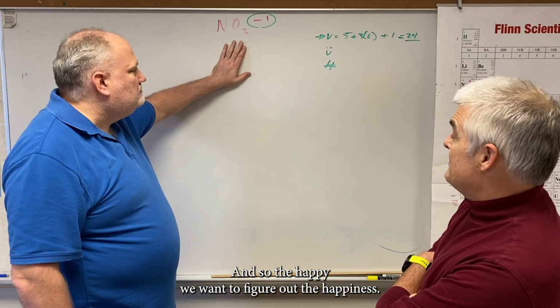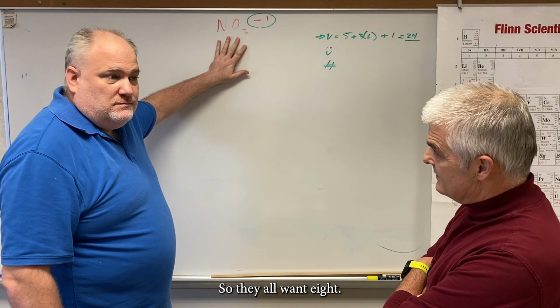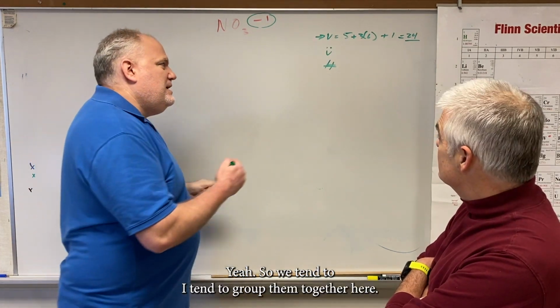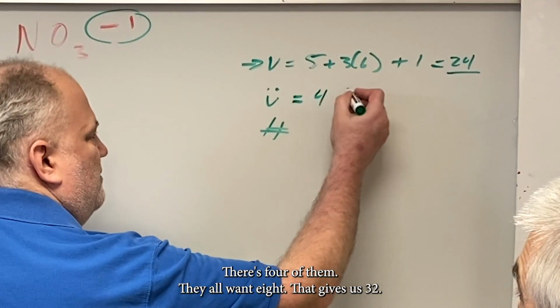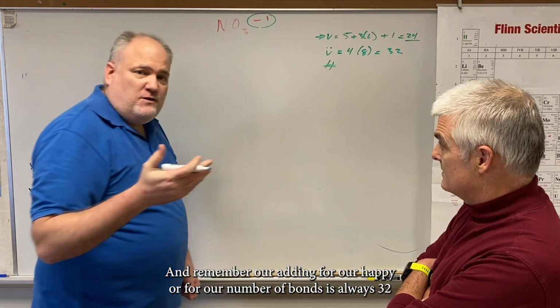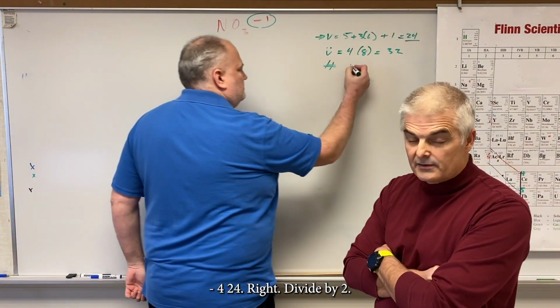And so the happy, we want to figure out the happiness. So the N and O are not one of the first 5, so they all want 8. There's 4 of them, right? 8 times 4, 32. So I tend to just group them together and go, there's 4 of them, they all want 8, that gives us 32. And remember, for our number of bonds it's always 32 minus 24, right? Divide by 2.